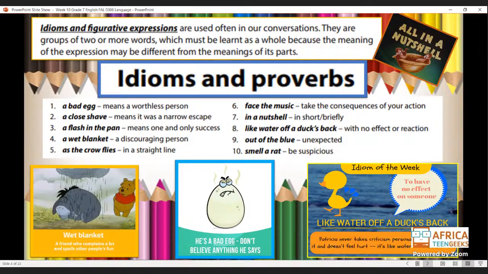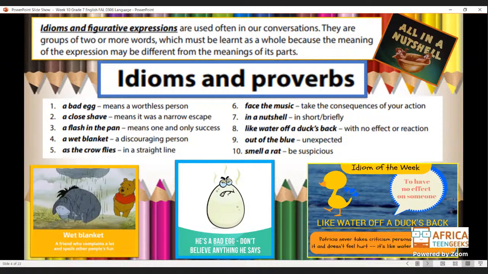For example, if you go to a certain lesson or subject in a day and you feel that the teacher is always picking on you, someone might turn around and say to you, take it like water off a duck's back. Don't take it personally. They're probably hard on you because they know what you're capable of or they want you to do better. So they would say to you, like water off a duck's back. Don't let it have any effect or reaction. If you're the kind of person that doesn't take offense and it doesn't affect you, you would be a person that takes things like water off a duck's back. All right, so that's another one.